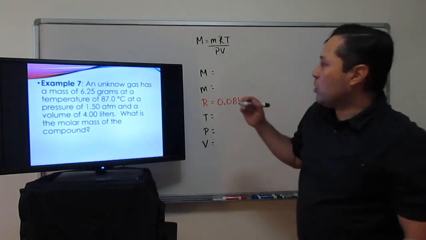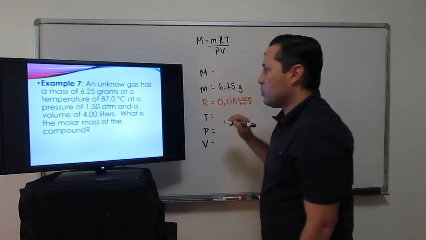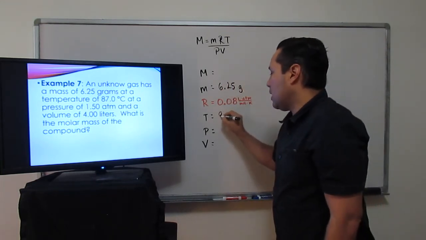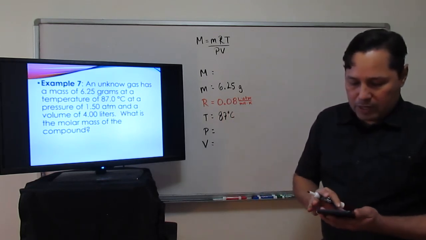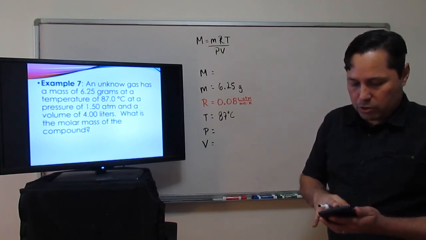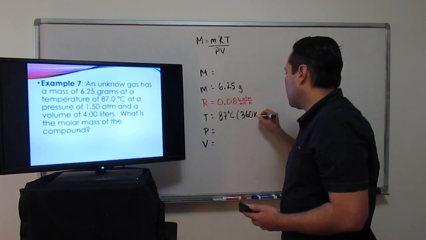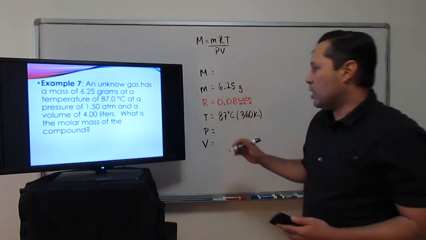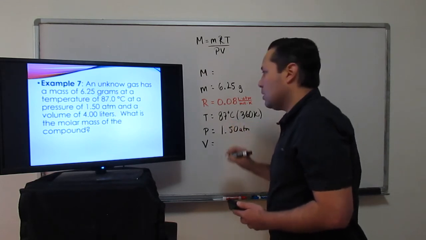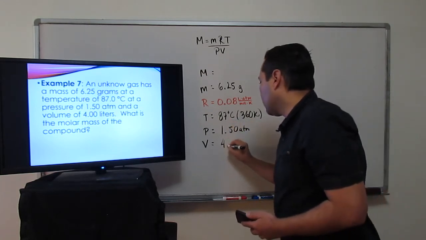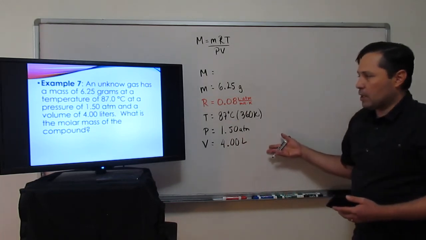Alright, so what do we know? We know that the mass of this compound is 6.25 grams. We know the temperature, 87 degrees Celsius, but that's not the proper unit, right? It's got to be in Kelvin, so I'm going to go ahead and add 273. So that gives us 360 Kelvin. The pressure is 1.5 atm, so that's correct. And 4 liters, so that's the proper unit. Alright, great. We have everything in the proper unit now.